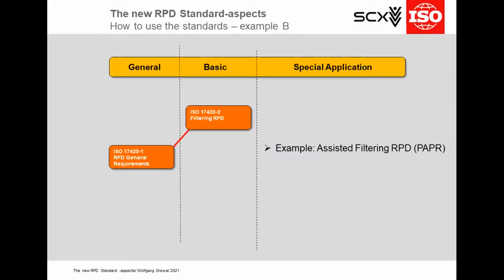Another area from the filtering aspects: the assisted filtering RPD, or a paper mask for industrial use. You see here the 2 documents to fulfill. If you are in the welding industry, you need to fulfill part 7, where welding is covered. Same principle, but on the other route of devices.